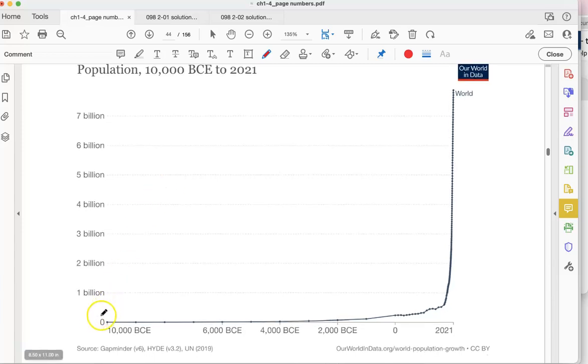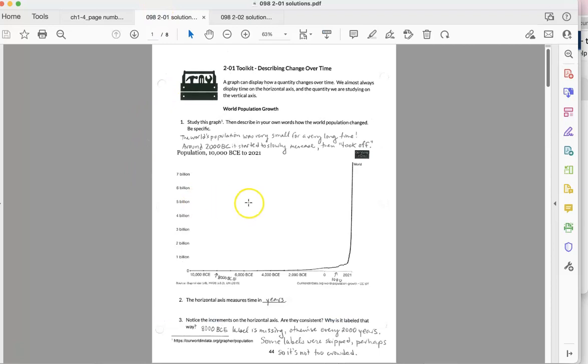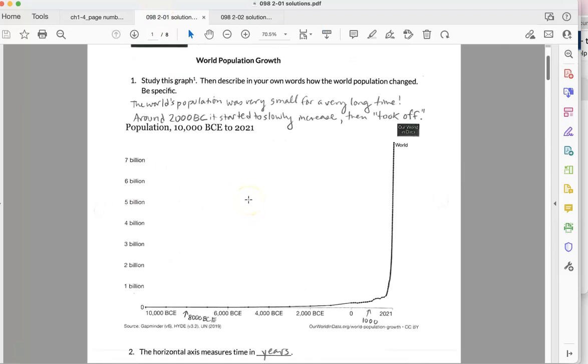So one thing you want to think about is the fact that we always read these graphs from left to right. And if you trace it as you go from left to right, then you can see how high on this axis world population was. So it was very low, very low, very low. And then all of a sudden, it started to grow very, very quickly. So here, I wrote something along those lines.